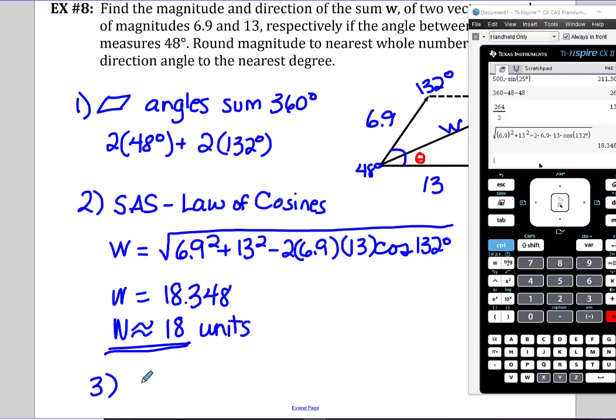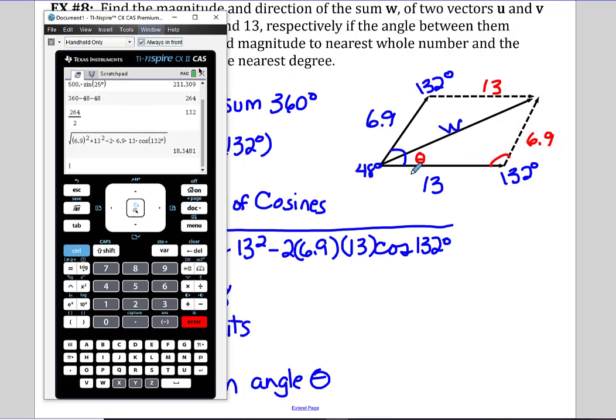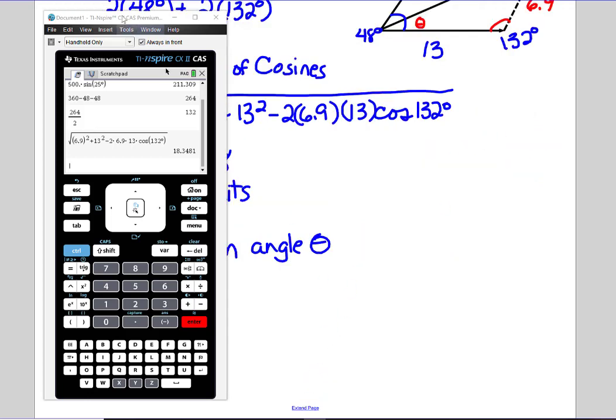And then the last thing, we want to find the direction angle. So for the direction angle, we could use law of sines, and that's going to be theta. So let's take a look at that. And we could say, since we know that this is 132, and we know now that this is 18.348, we could say side is to side as angle is to angle. And then we could convert that.